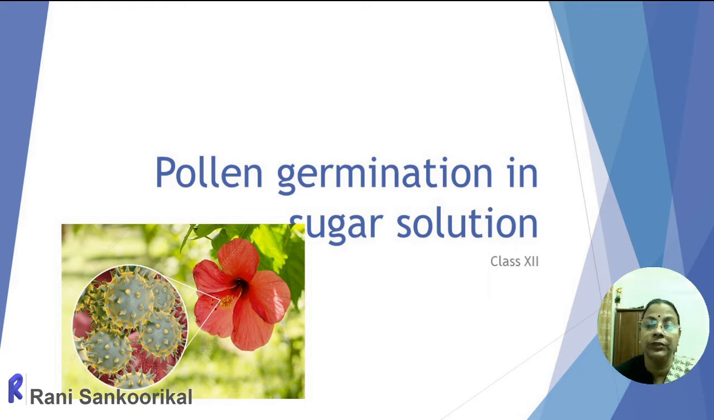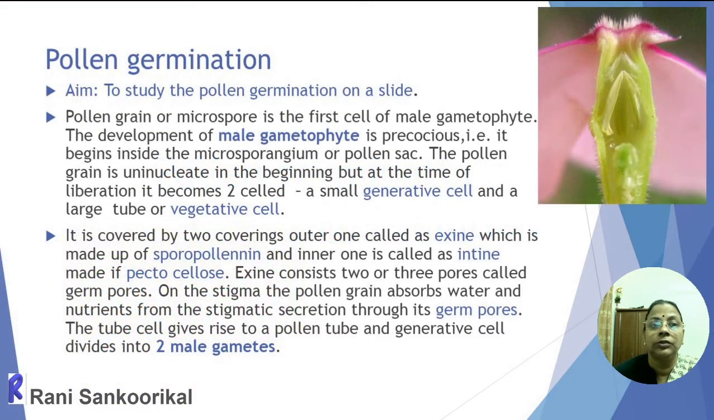Now let us come to the first topic, that is pollen germination in sugar solution. To study the pollen, first we have to introduce what pollen is. A pollen grain or microspore is the first cell of the male gametophyte, and it is formed within the anther. The formation, microsporogenesis, takes place within the anther.